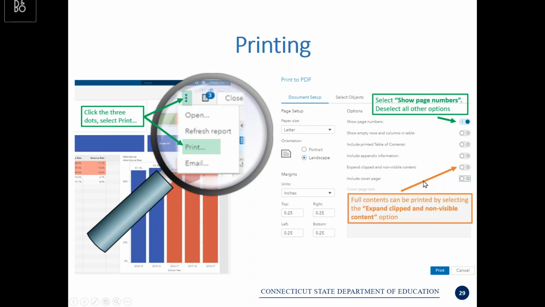Once the new PDF is generated, you will notice that objects that have been clipped will now appear with an expand icon. If you click on that expand icon, it will bring you to a page or pages at the end of the PDF where the full content is displayed.